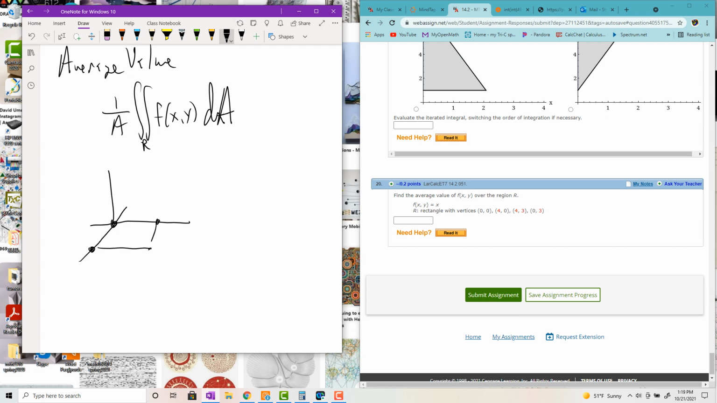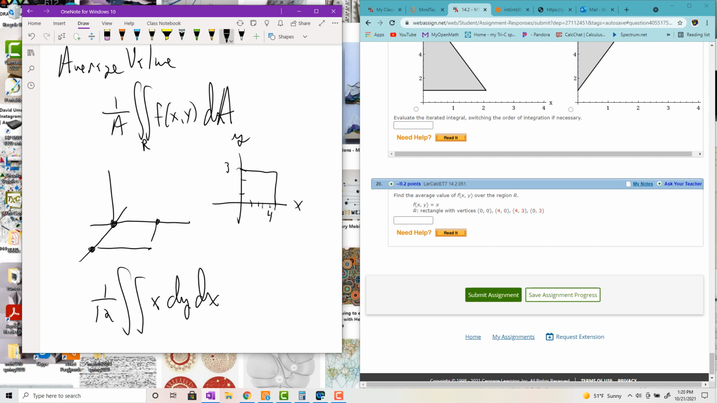The area of that rectangle is just going to be 12, so it's going to be 1/12 times the double integral. The function is x. Let's go dy dx. It's almost easier to put it in the xy plane, right? So y equals 0 to y equals 3, and then x equals 0 to x equals 4.